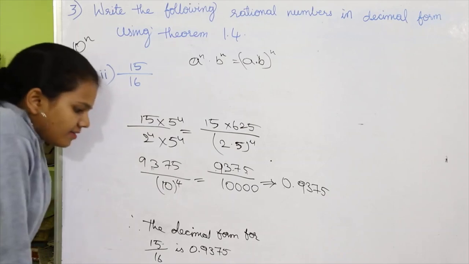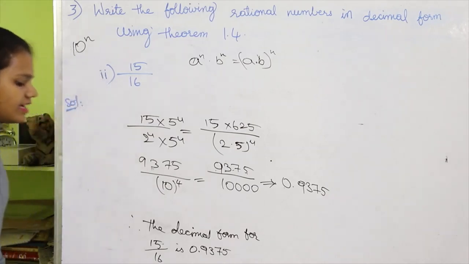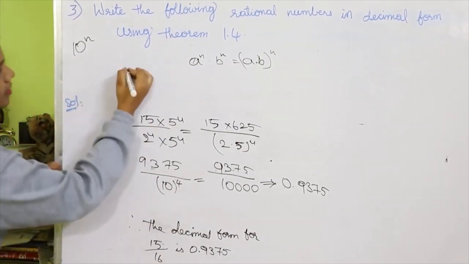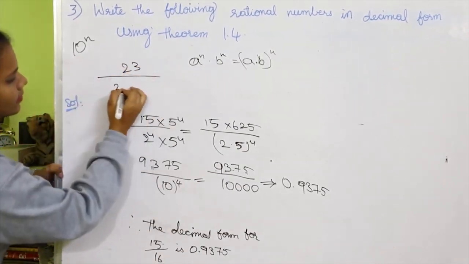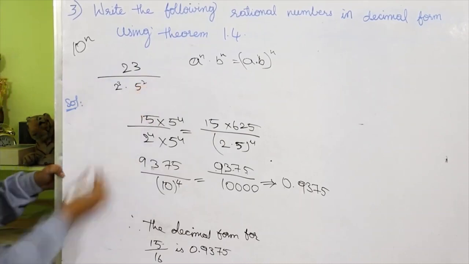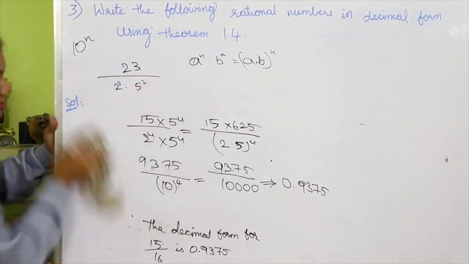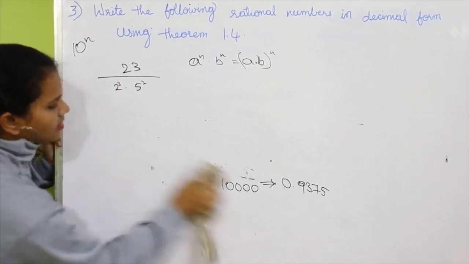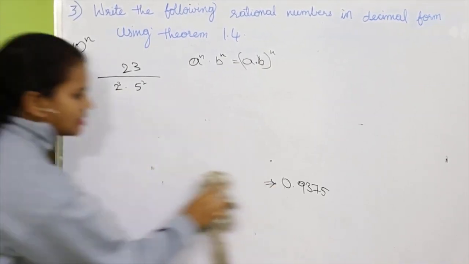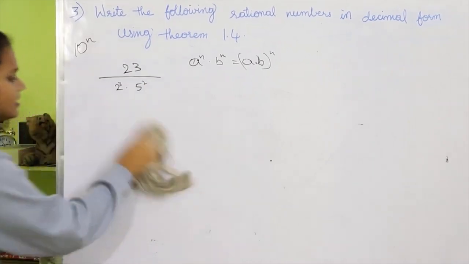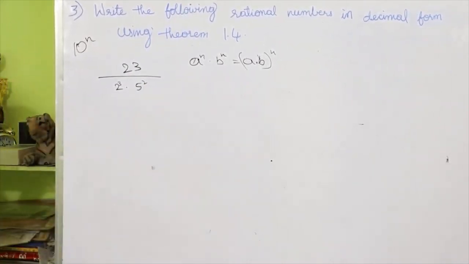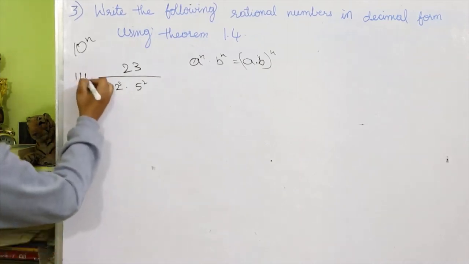The third one: 23 by 2 cube into 5 square. Let me write it over here. 23 by 2 cube into 5 square. Now guys, this is not the process, don't copy this. Wait a minute. This is the question, 23 by 2 cube into 5 square. Now to solve this, third question.